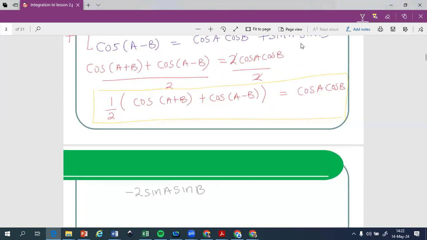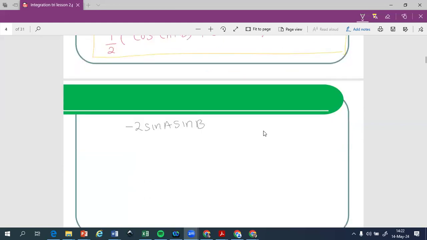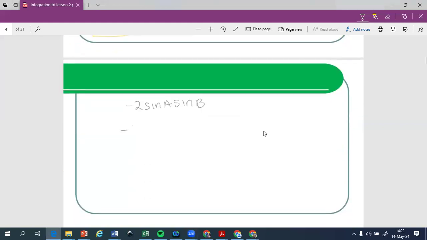Okay, I've got one part. Yes, Jemima? Teacher, I get -1/2 into brackets cos(A + B) minus cos(A - B), close brackets, is equal to sine A sine B.